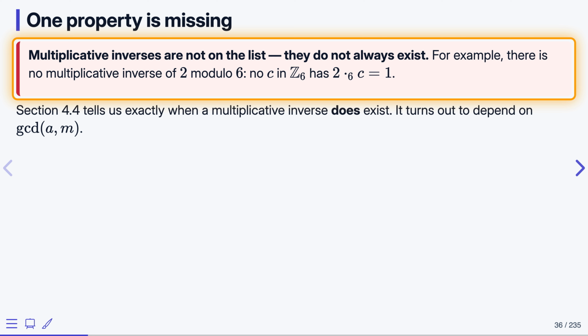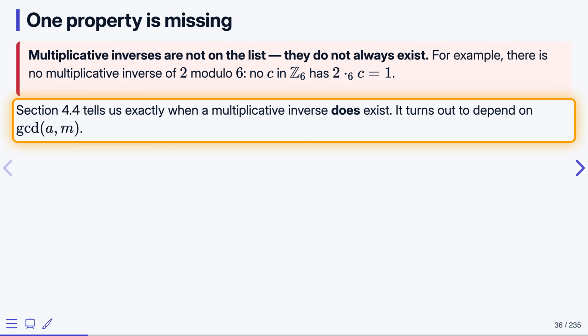Try them all. 2 times 0 is 0, 2 times 1 is 2, 2 times 2 is 4, 2 times 3 is 0, and so on. 1 never appears. So 2 has no multiplicative inverse mod 6. In section 4.4, we find the exact condition. It depends on the greatest common divisor of a and m.